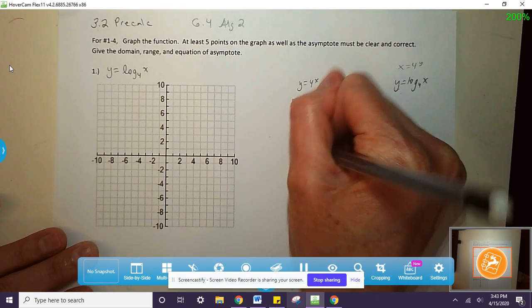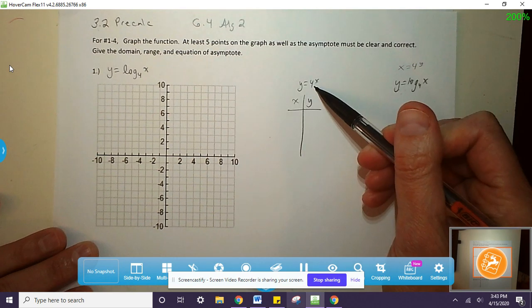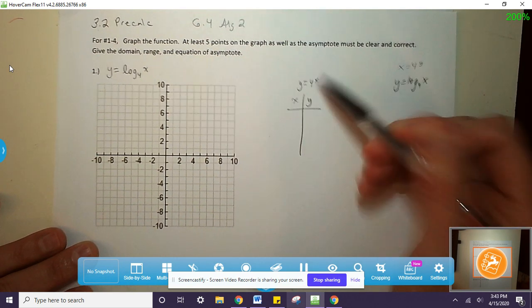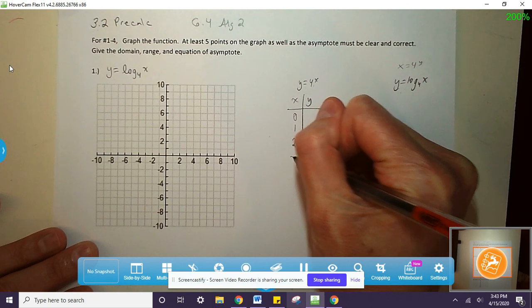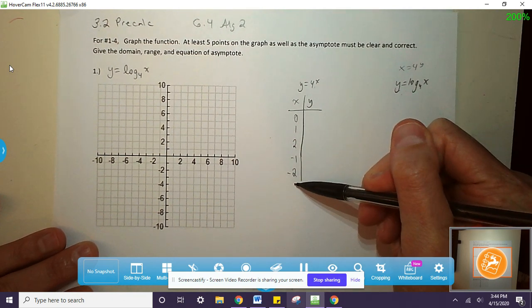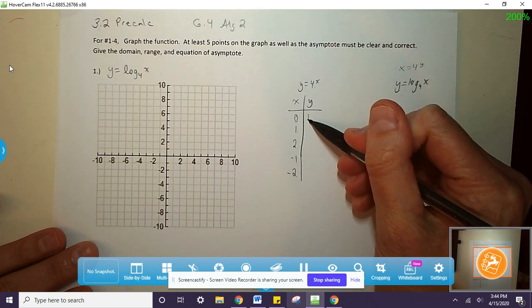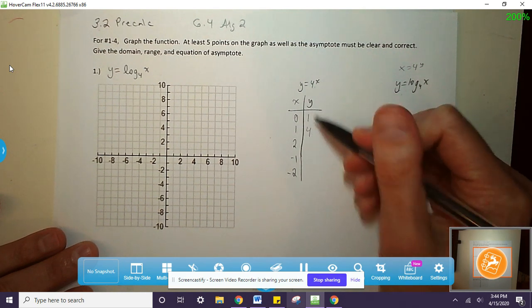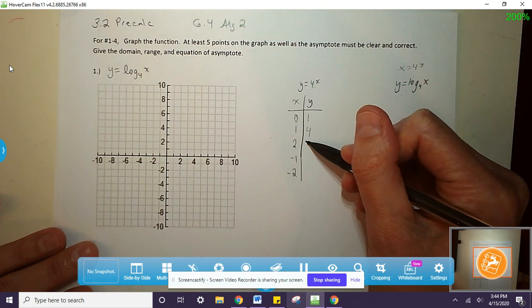Because if I make a table of values for y equals 4 to the x, I can do that pretty quickly in my head. We need 5 points. That's what the directions said. So let's use 0, 1, 2, negative 1, negative 2. 4 to the 0 is 1. 4 to the first is 4. 4 to the second is 16.